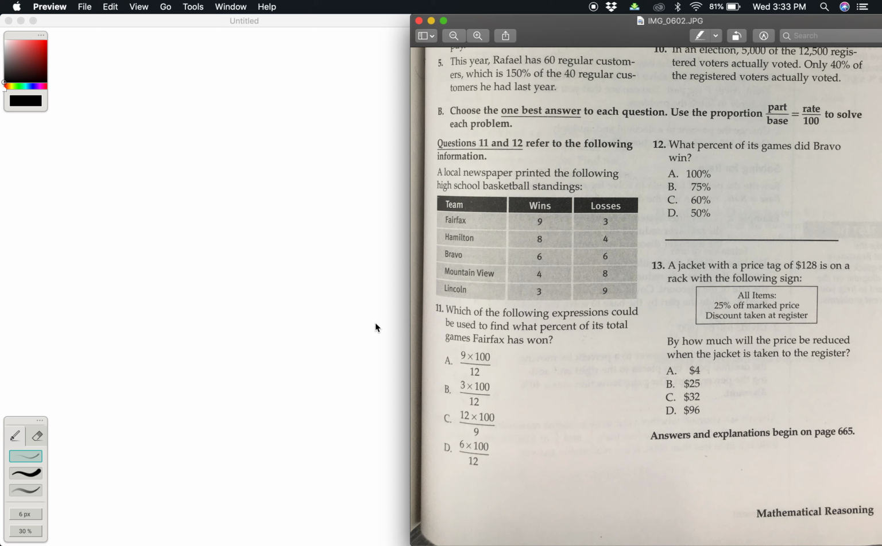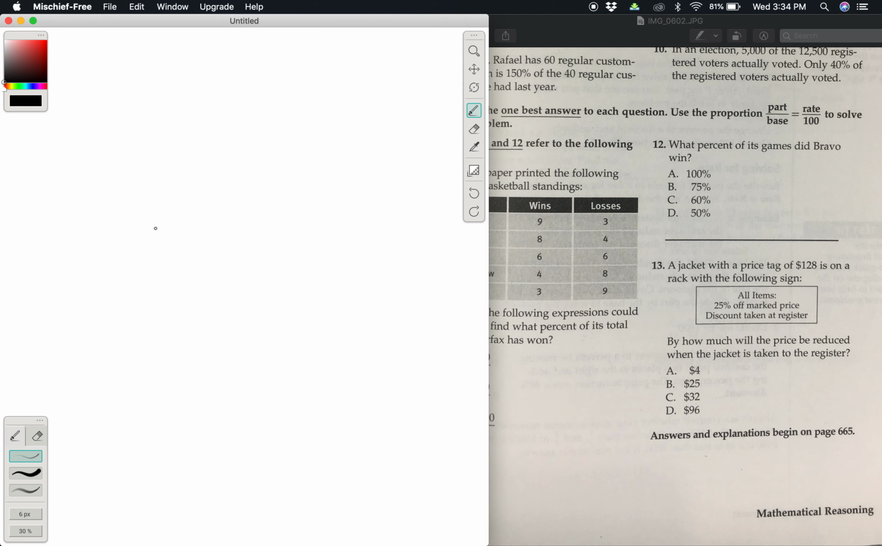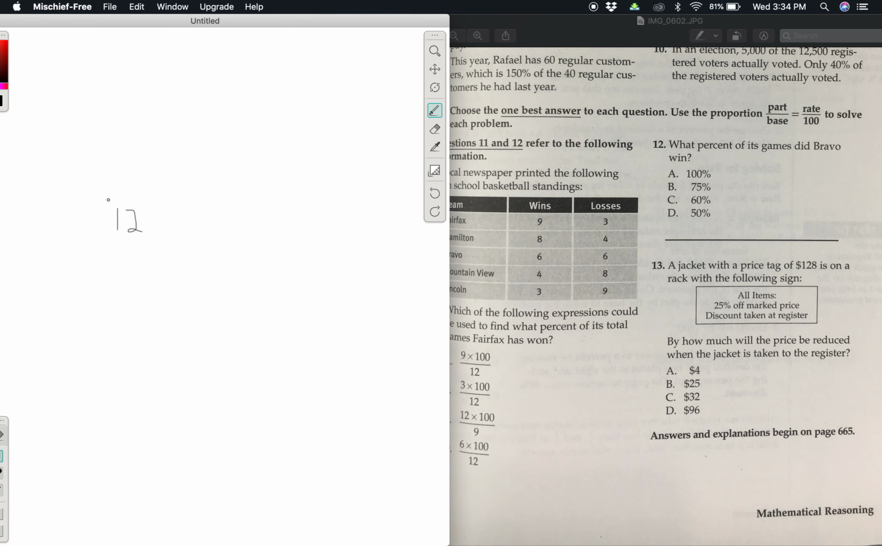won? Okay, so here's Fairfax. They've won 9 games out of their total games. Their total games is 9 plus 3, which is 12. So that is the base. 12 is the base. And the part, which is the amount that they've won, is 9.